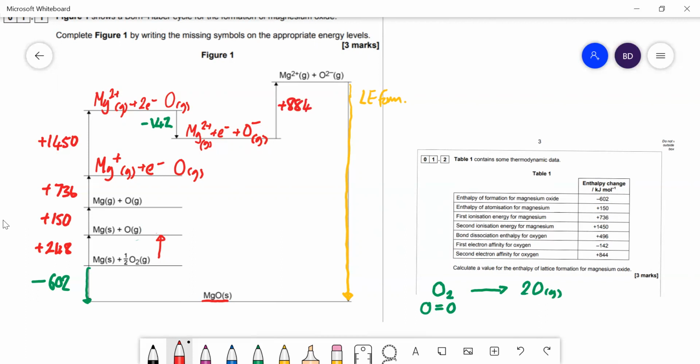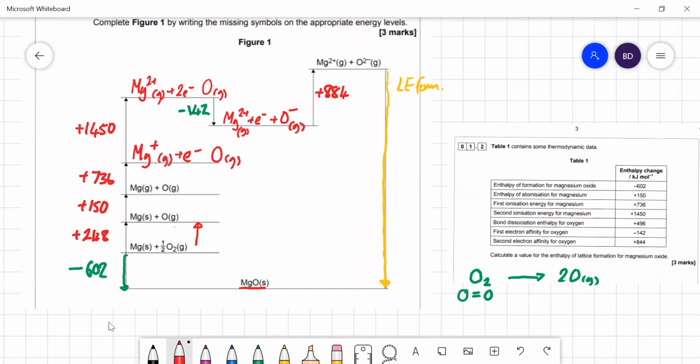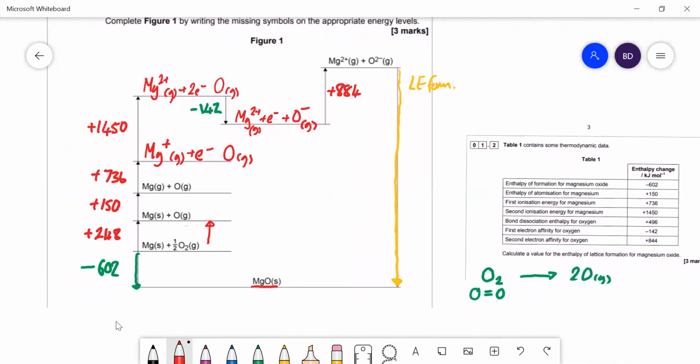Now we've got to work out our lattice enthalpy. If you look in the mark scheme, you'll see a massive string of numbers, like 736 minus 480 plus 200 and so on. You're very likely to make mistakes if you do it that way. You do a diagram for a reason, and that's to help you.